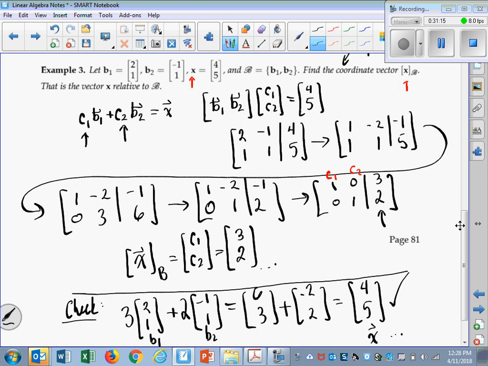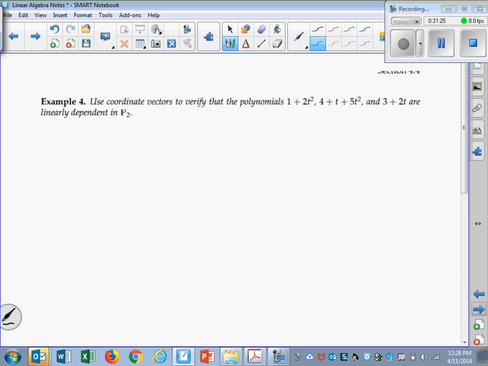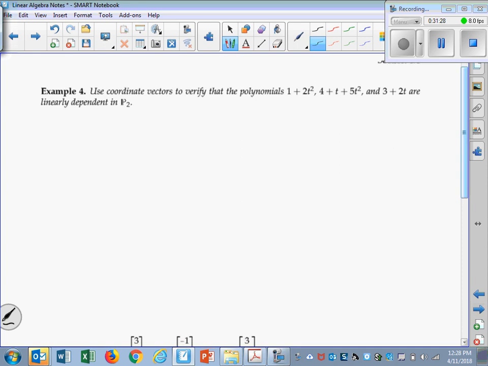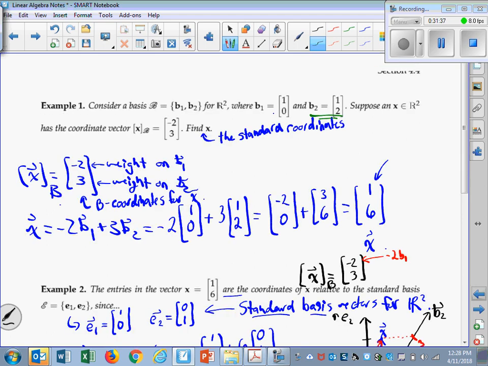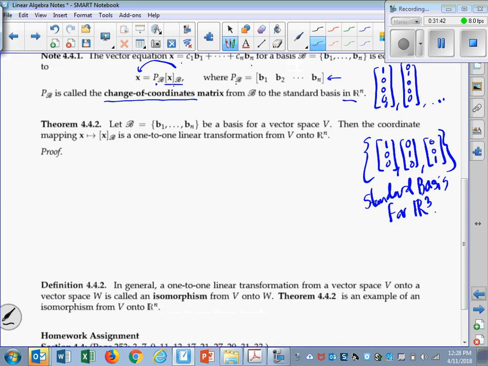I think, before we do the next one, I think we have to do a proof here. So yeah, use coordinate vectors to verify the polynomial. So we'll come back to this one. Let's go back and do this proof. I think we have a proof. Yeah, right here. Theorem 4.4.2. We'll do this proof here. I might have to go to the next page. You might have to write small to fit it all in there. But let's go ahead and do that one. I'll pull it to the next page. Okay, there we go.